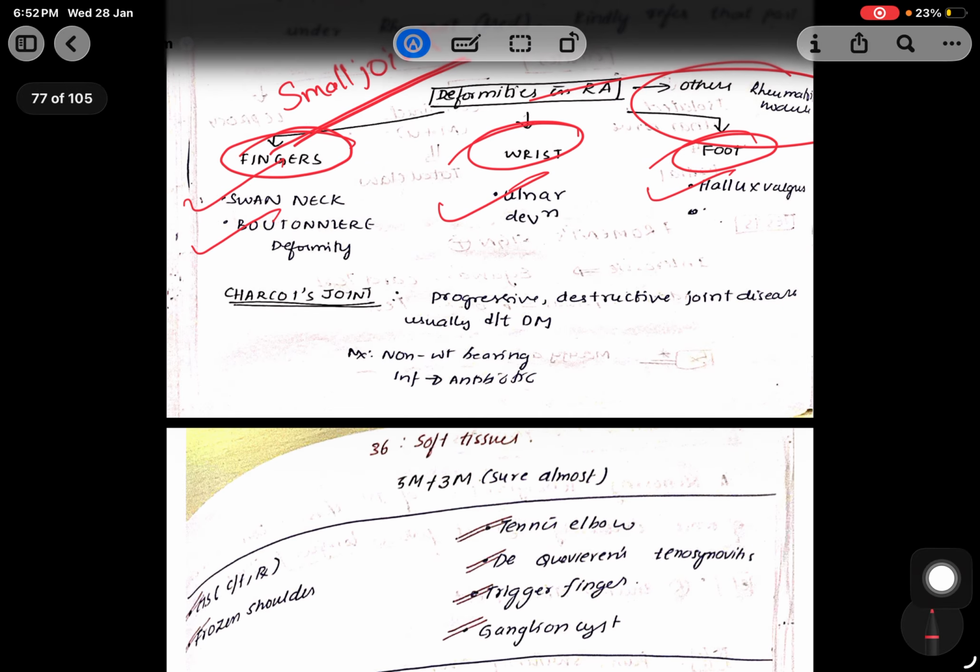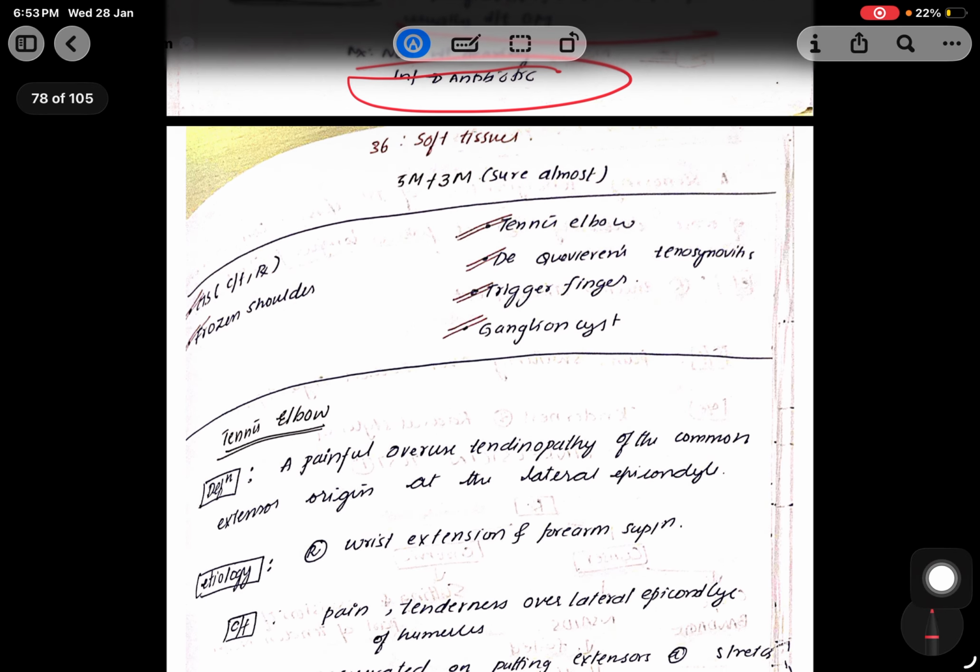What is Charcot's joint? It's a progressive destructive joint disease due to diabetes mellitus. Management is, if it's infected, give antibiotics, and make the patient non-weight bearing. Next, soft tissue.